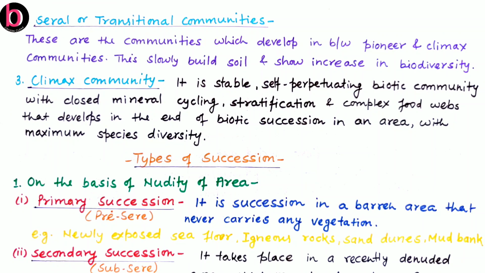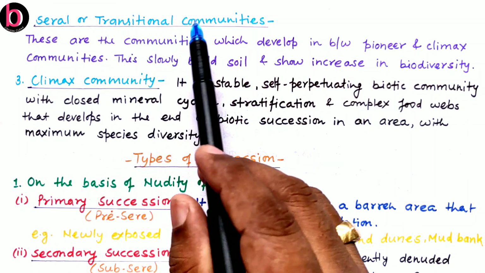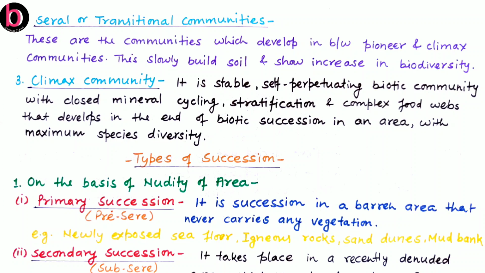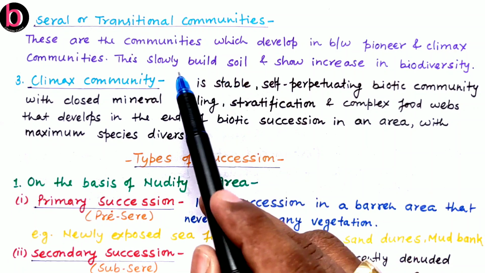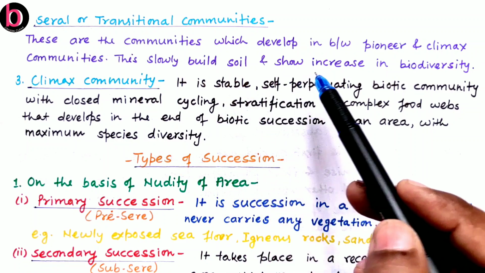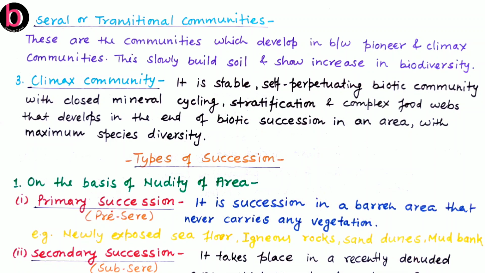Now the second community is the seral or transitional community. This is the community which comes after the pioneer community, and it is known as transitional because it exists in between the pioneer and the final, that is, the climax community. This transitional community slowly builds soil and also shows an increase in biodiversity in that particular area.